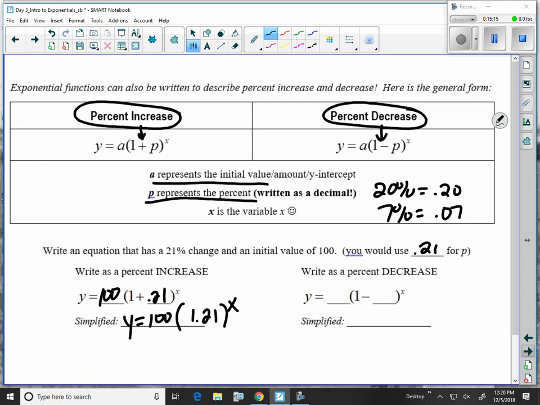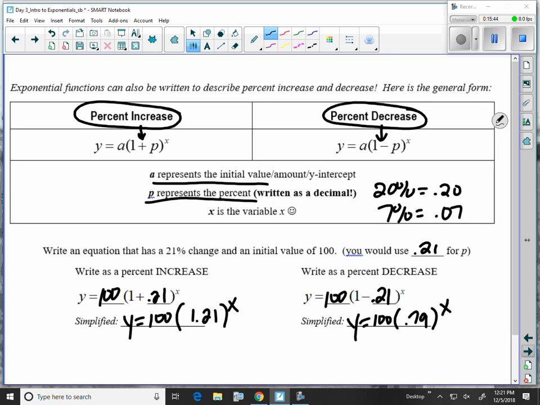Okay, but what if it was a decrease? Okay, we would still have the initial value of 100, but our percentage is now subtracted. Now we're doing 1 minus 0.21. Okay, so we would have y equals 100 times, what's 1 minus 0.21? 0.79.